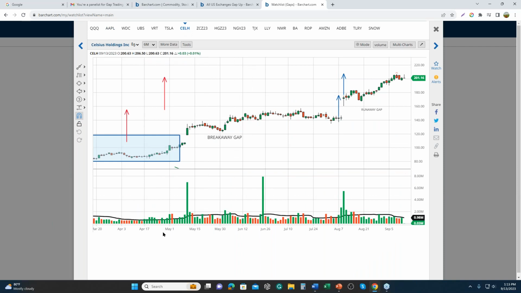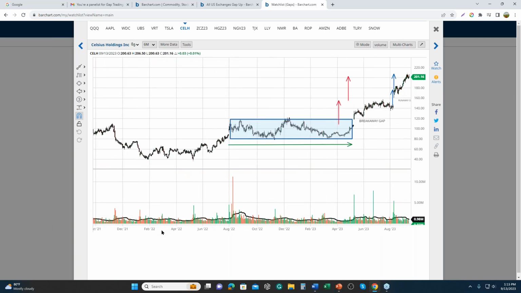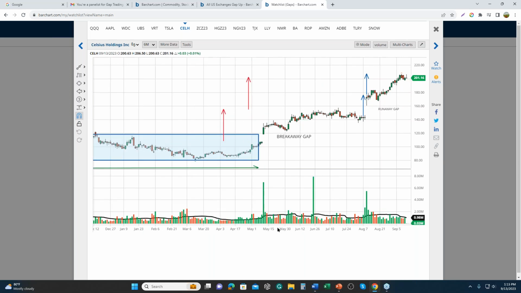So here we can see this is Celsius, and I just want to kind of show you, right? Here's our structure. We were sideways action for a long, long period of time. And then finally, we got that breakaway gap, right? That breakaway gap on volume. And then we had another gap here where right after that gap, we didn't have much of a pullback, right? Not many pullbacks, right? Kind of one direction.